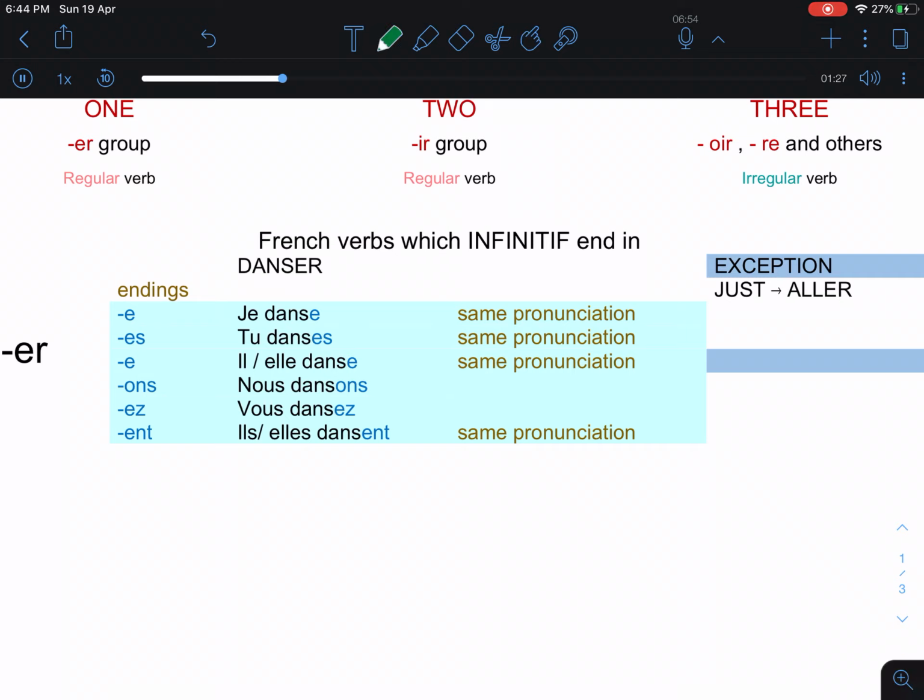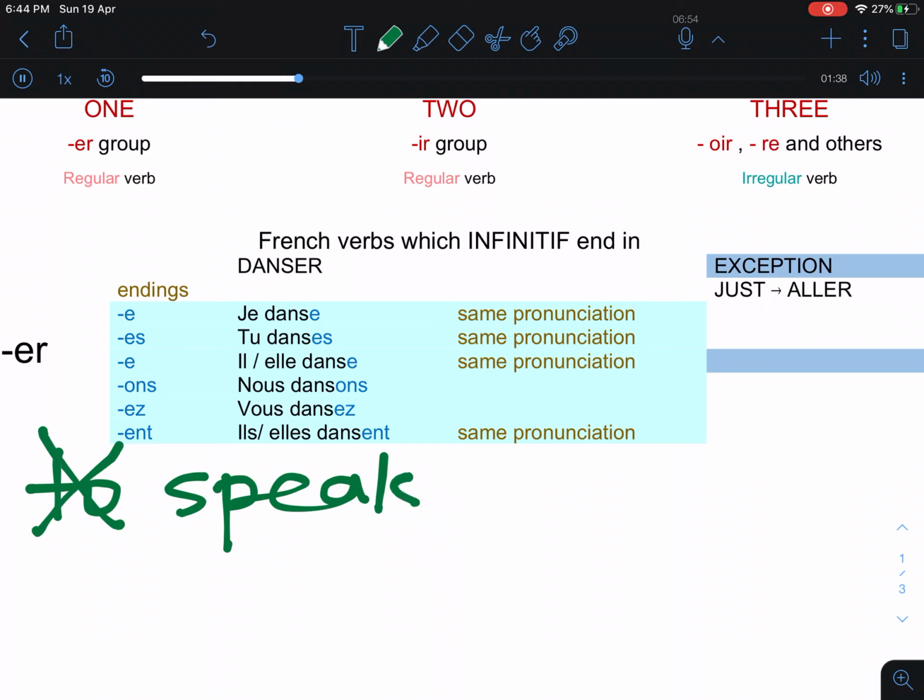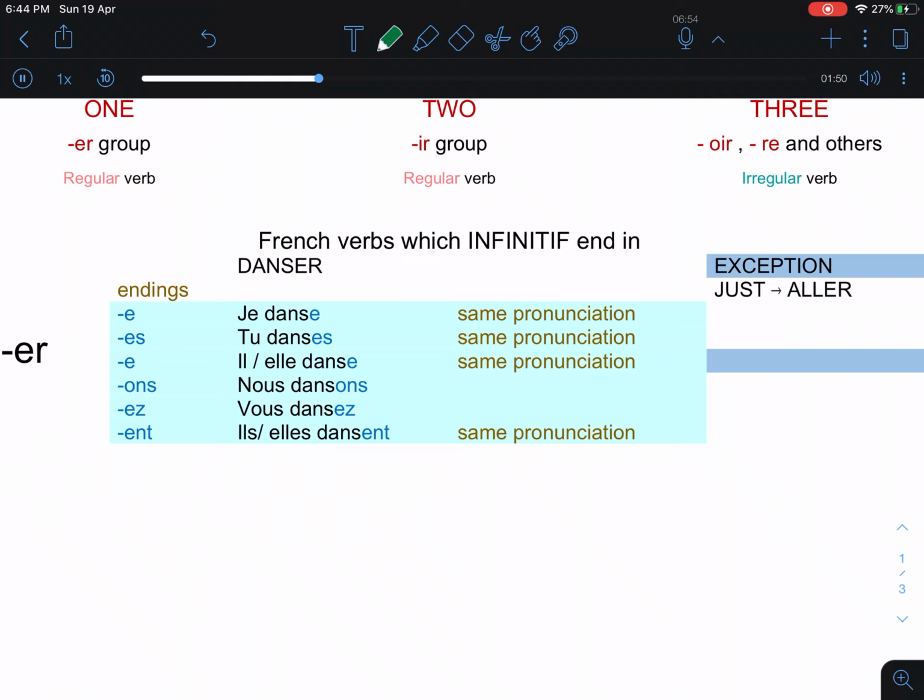For example, in English, you have to speak, to like, to prefer. In French, we do not have "to" at the front, but instead we have the endings. For example, endings with ER, IR, OIR, RE, and lots more. Let's concentrate on ER verbs, which is the first group. So, all the verbs which end with ER except for aller, A-L-L-E-R, are regular verbs.